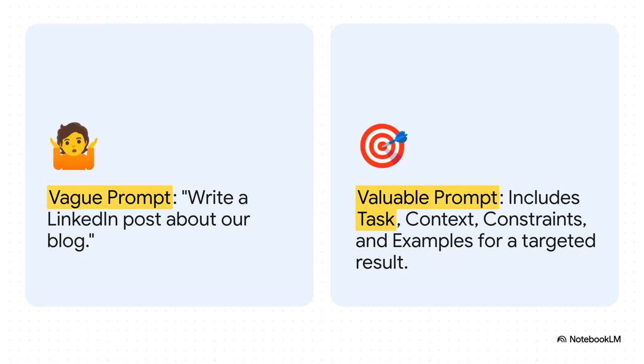The difference is just night and day, right? On the left, write a LinkedIn post about our blog. That's a dead end. The AI has nothing to work with. But look at the one on the right. The task is clear. The context is specific. We know the audience. The constraints set the rules, and the example gives it a perfect voice to copy. The prompt on the right gives you a draft that's probably 90% ready to go. The one on the left gives you, well, basically nothing.